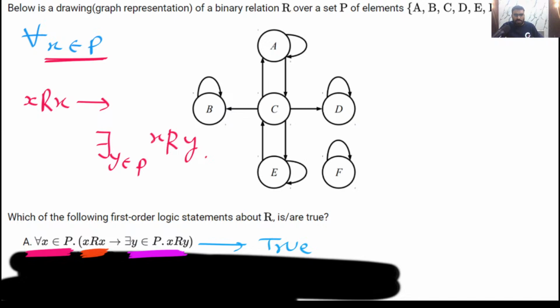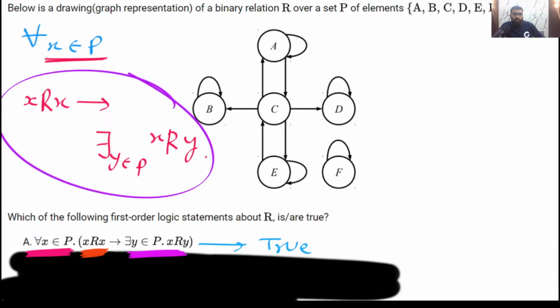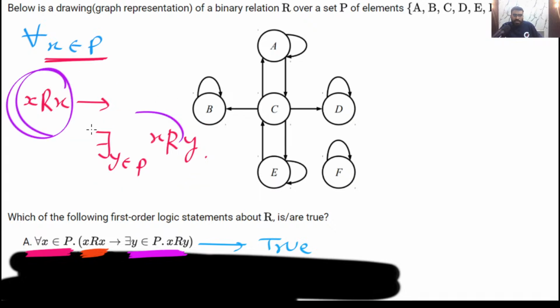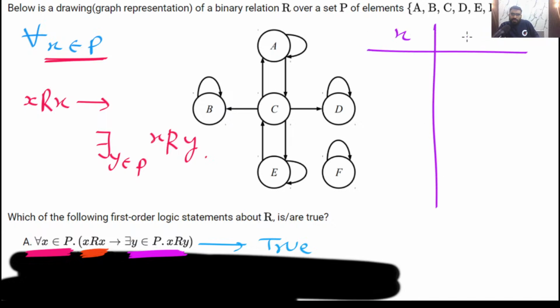Now you can notice this, for every element actually this is true. Why? Tell me, is this true for A? Yes, it is true for A, because A is related to A, and there exists an element to which A is related. A is related to A. If you take x equal to A, then which y can you take? There exists a y, right?